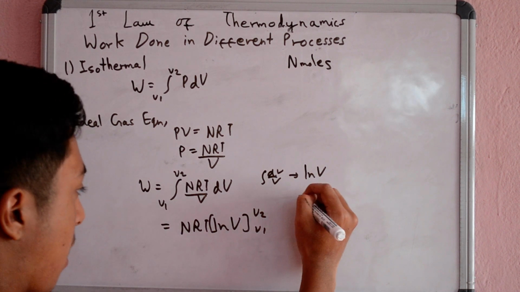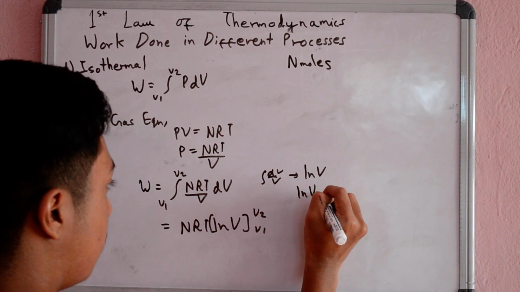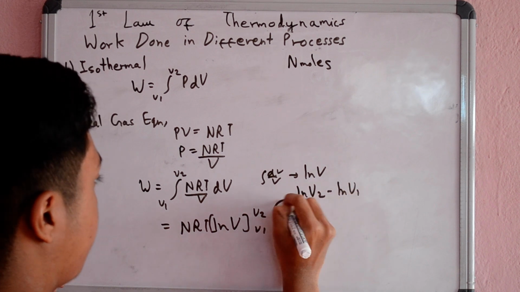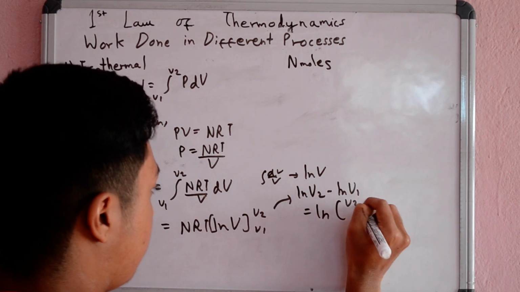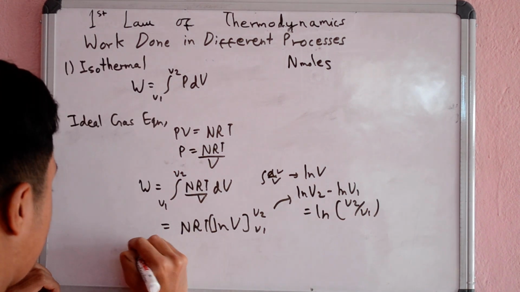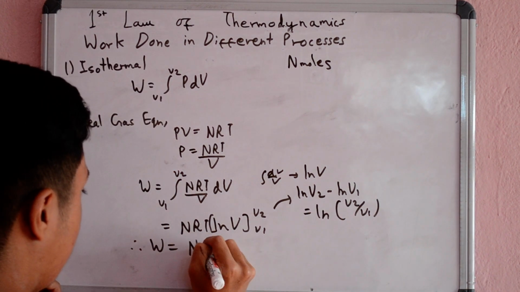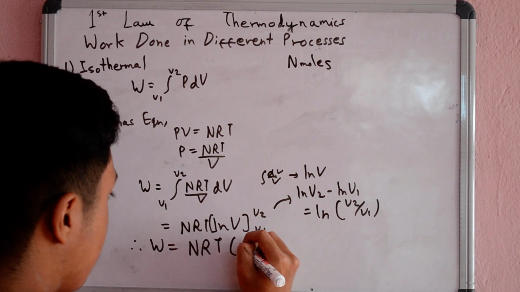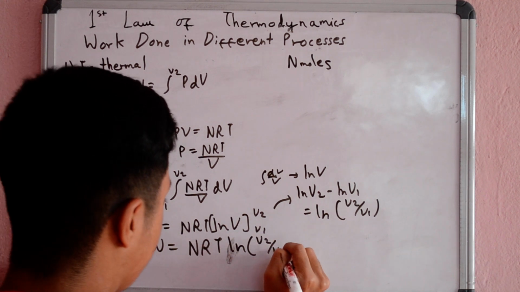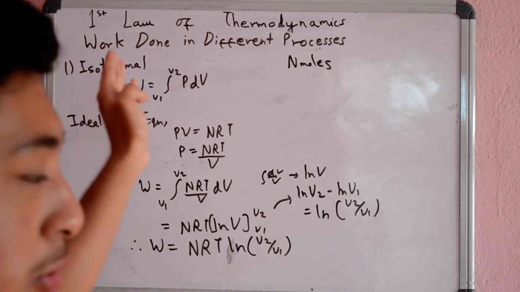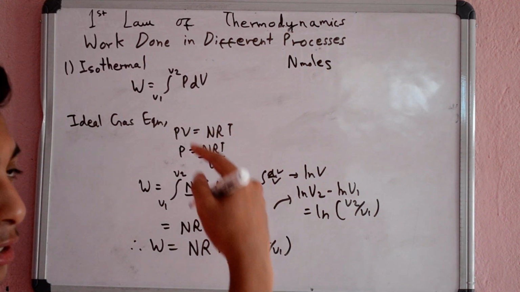Now let's do some math right here. This becomes ln V2 minus ln V1. Using the log property, this is just ln V2 by V1. So in fact the work done is nRT ln V2 by V1.